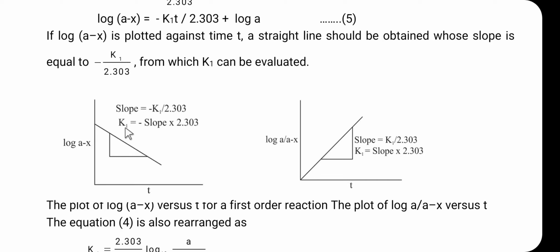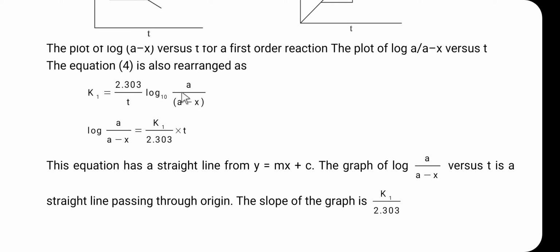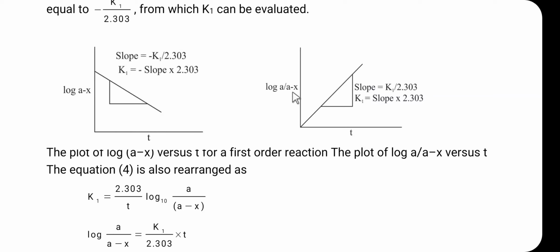Let us consider the second graphical representation. Again we have to rearrange the equation. k1 is equal to 2.303 divided by t log of a upon a minus x. This equation can be rearranged: log of a upon a minus x is equal to k1 divided by 2.303 into t. Again this is the equation of a straight line, y is equal to mx. We always plot the graph of y versus x. Here the value of y is log of a upon a minus x, and the value of x is t. So the nature of the graph is log of a upon a minus x versus t.